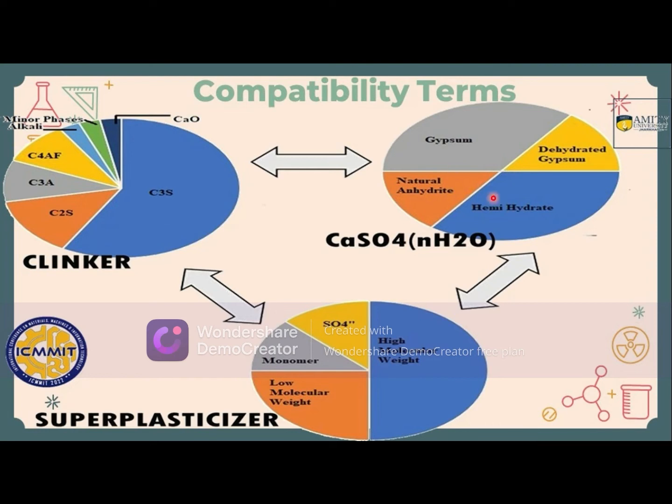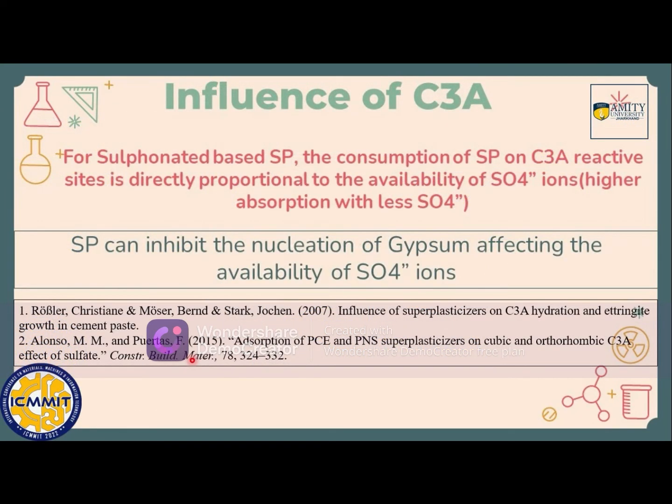what we are having in the gypsum which we are adding to prevent the flash set, and what the superplasticizer constitutes, the sulfur ions or the high molecular weight or lower. These types of parameters are there in the comparative terms. This is a paper on the influence of C3A for sulfonated based superplasticizer.